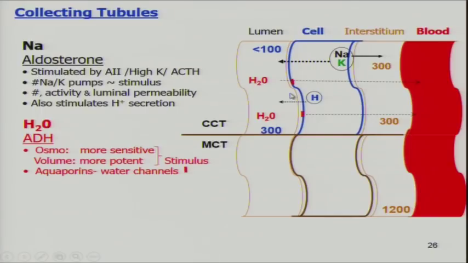water is reabsorbed down the concentration gradient. So now you've got this concentration gradient between 100 and 300. Water channels are opened. The osmotic effect now reabsorbs water into the interstitium and ultimately into the blood, again reaching an equilibrium when you reach the corticomedullary junction with an osmolarity of 300.